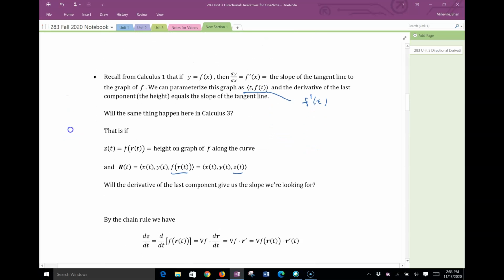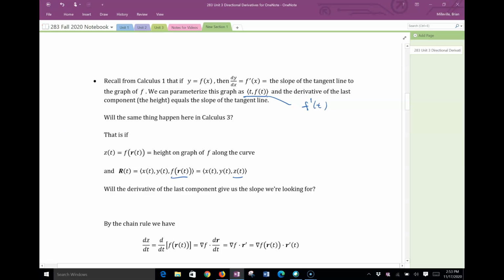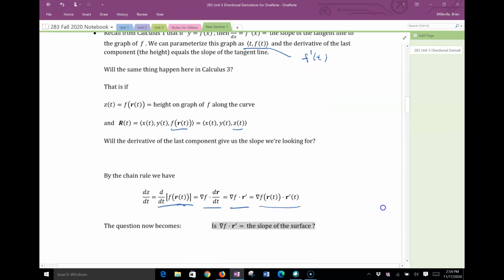Well, we know how to compute that by the chain rule. The chain rule tells us that the derivative of this composition, this is why this is one of the most important applications of the chain rule, is equal to the derivative of the outside function, which is the gradient, dotted with the derivative of the inside function. I'm just writing the derivative in a couple of different ways here, dr/dt or r prime. In the last equals there, we're just emphasizing that it's really the gradient of f at r of t, evaluated at r of t and then dotted with r prime of t. So there's a dependence on t there, which we might sometimes suppress.